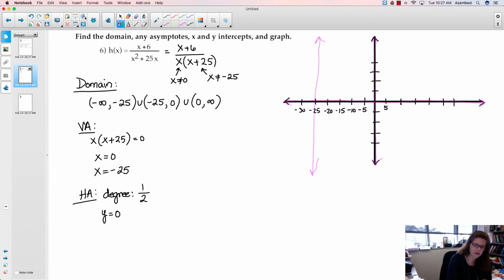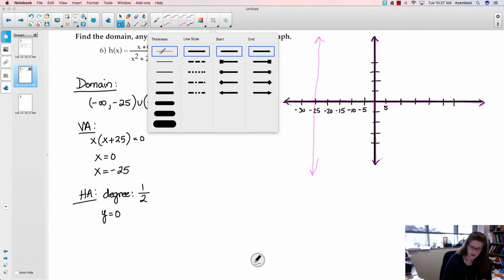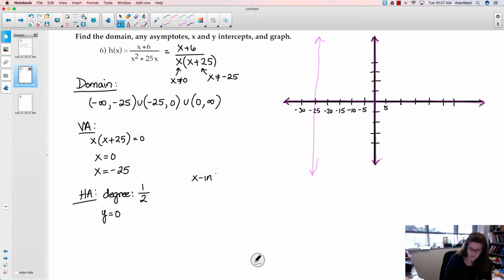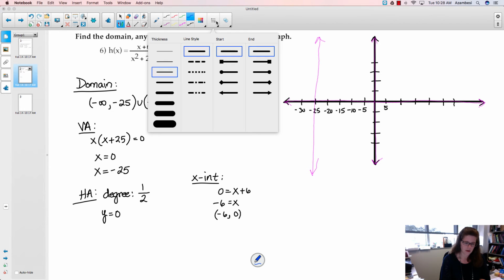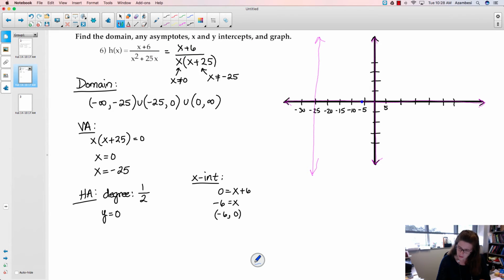Now looking at the next part, I need the x and y intercepts. So x-intercepts. X-intercepts is when y is equal to 0, so 0 is equal to, we can set it just equal to the top of the fraction because the first thing we would do is multiply by the denominator, so we lose that part. So 0 is equal to x plus 6 gives us negative 6 equal to x. So if I were to write that as a point, I have a point at negative 6, 0. And that is right about here.